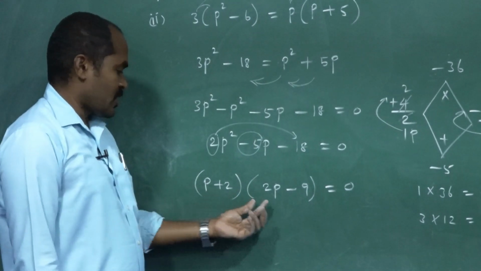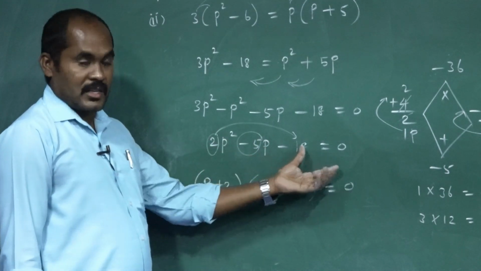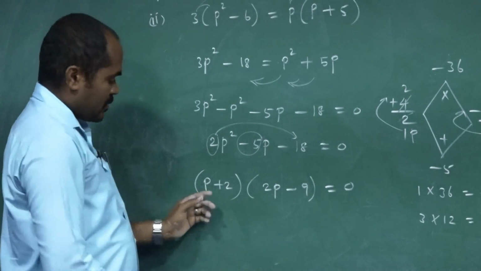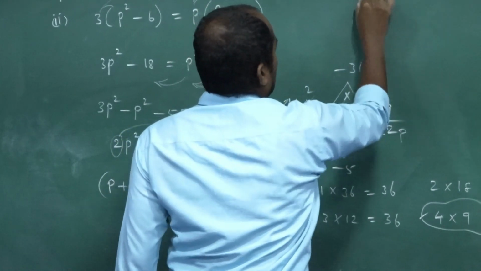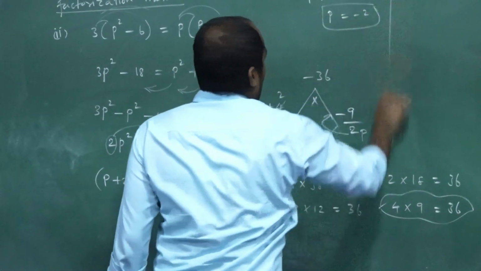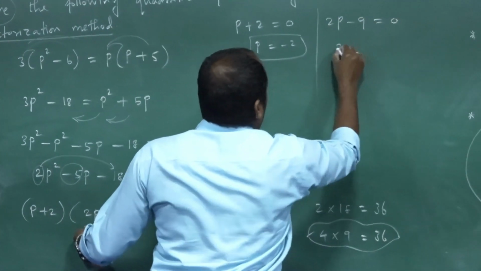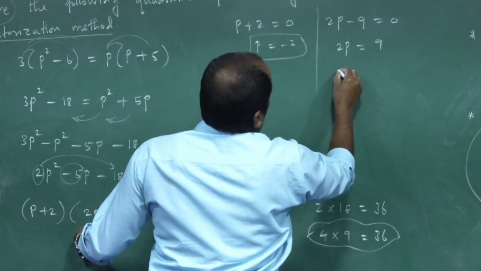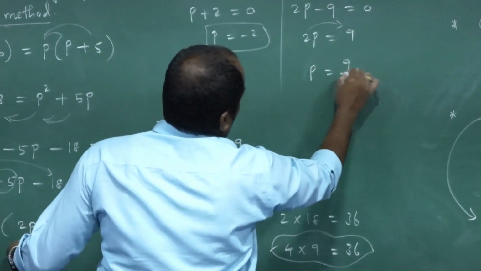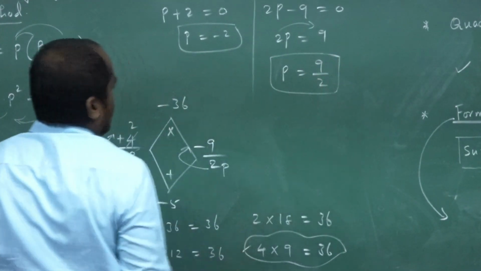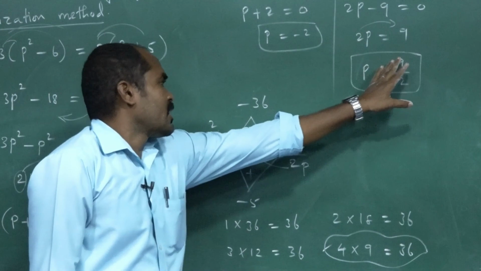So p + 2 and 2p - 9 are the factors of 2p² - 5p - 18 = 0. Now equate each factor to 0. p + 2 = 0, so p = -2. The other factor is 2p - 9 = 0, so 2p = 9. Send this 2 to the right, we get p = 9/2. So our two solutions are p = -2 and p = 9/2.